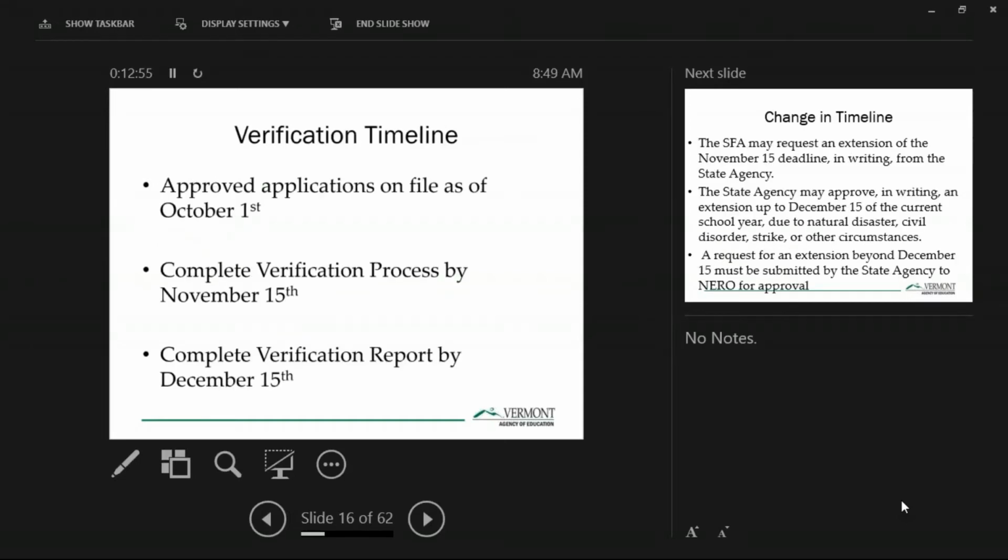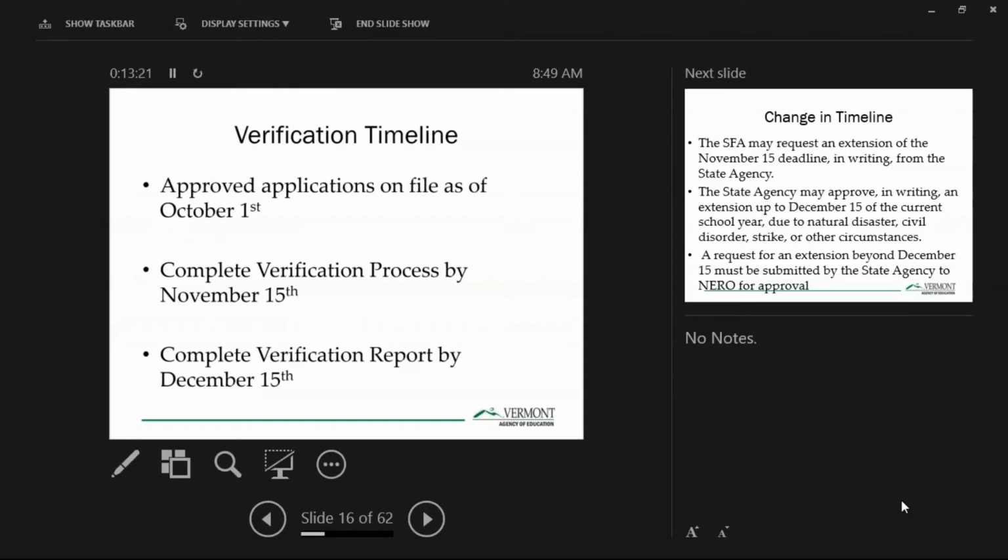Here is a timeline of verification. These are some key dates. Verification will begin as of October 1st. So you're going to be looking at the number of approved applications you have on file SFA-wide as of October 1st. We're going to complete the verification process.